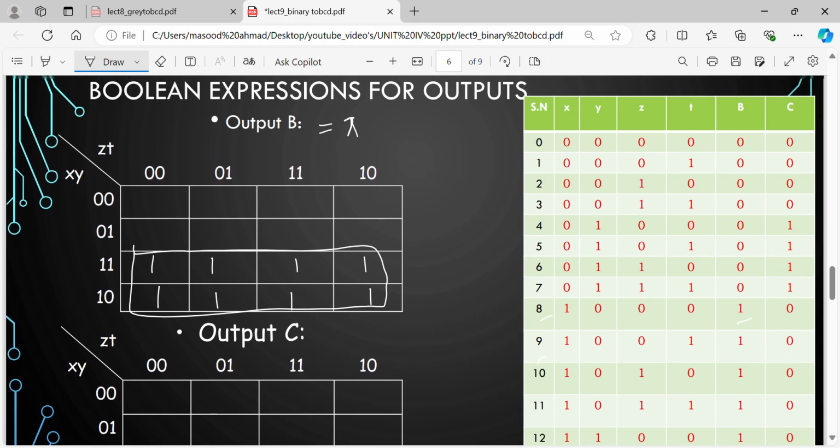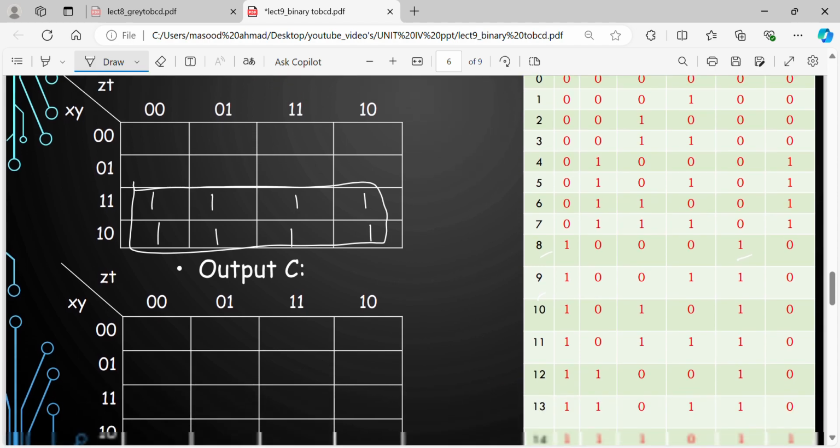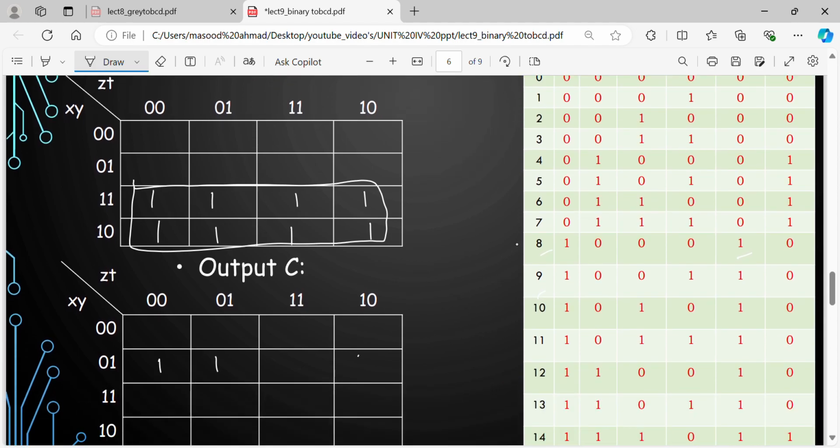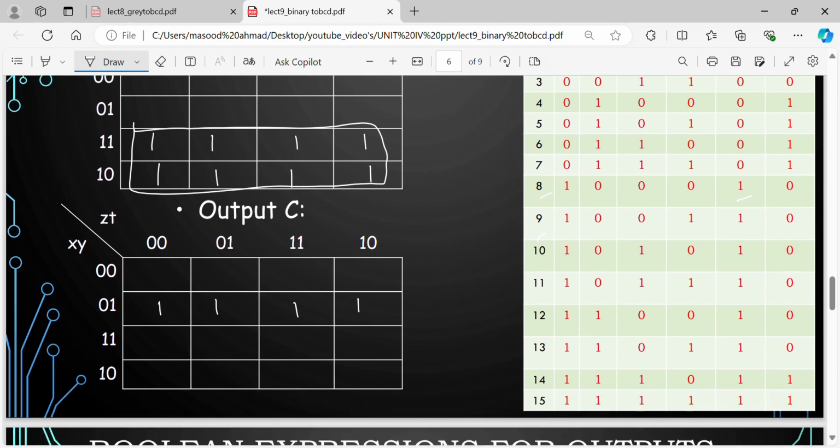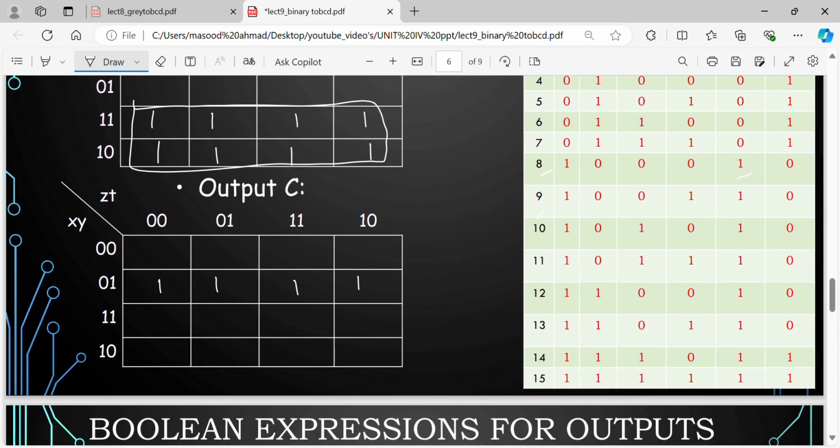Next the C part. If you see C, it is 1 for 4, 5, 6, 7. This is 4, 5, 6, 7. Then any more time it is 1? Oh yes, it is 1 for 14 and 15. So this is 14, this is 15. This is 8, 9. So you know the numbering, right? 0, 1, 3, 2, right? 4, 5, 7, 6, 8, 9, 11, 10, okay, 12, 13, 15, 14.